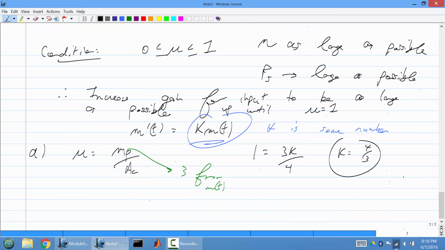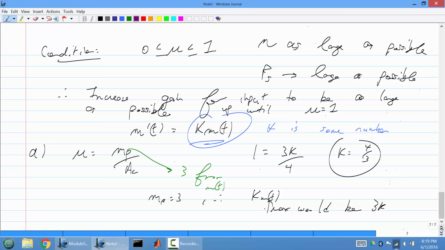So if m of p is equal to 3, therefore k times m of t, the max here, would be 3k. Makes sense, right? Because if the original message maximum was 3, and I apply some gain to it, then the max would be 3 times k. You're just adding a gain to it. So this is what the constant would be, which would simply be 4 over 3. That's how I would do it.